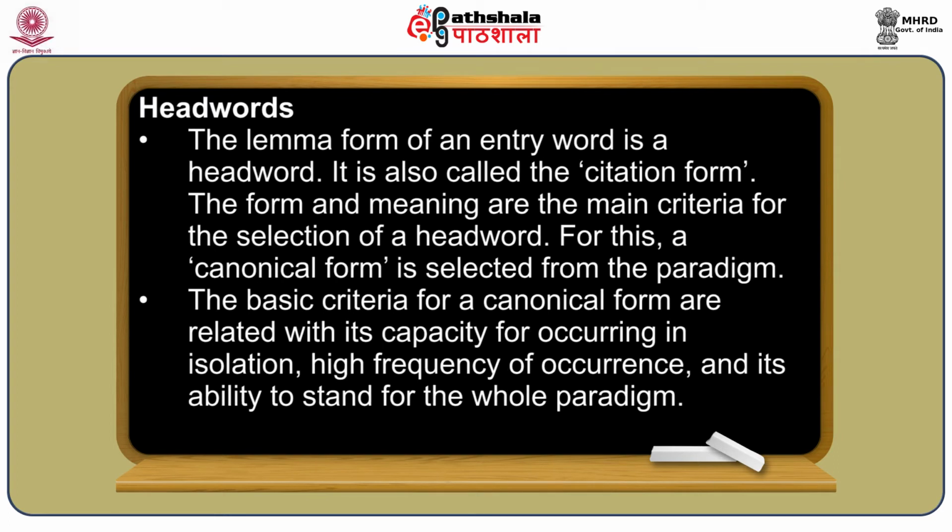Headwords. The lemma form of an entry word is a headword. It is also called the citation form. The form and meaning are the main criteria for the selection of a headword. For this, a canonical form is selected from the paradigm. The basic criteria of a canonical form are related to its capacity for occurring in isolation, high frequency of occurrence, and its ability to stand for the whole paradigm.